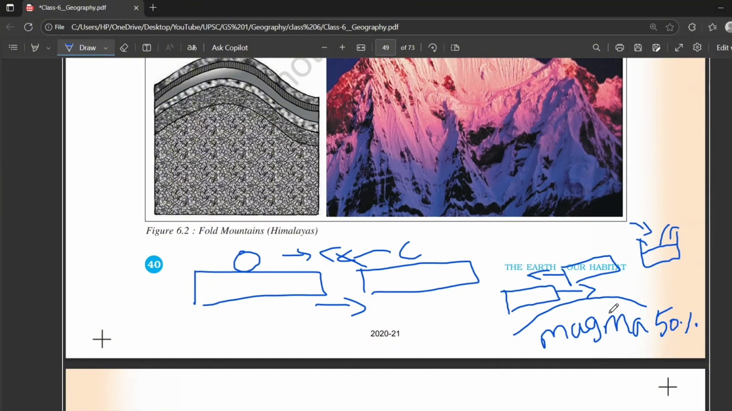At the same time, during the collision, the fold mountains will be formed. For example, the Himalayas are fold mountains formed at the convergent boundary. Convergent means where the plates collide with each other.